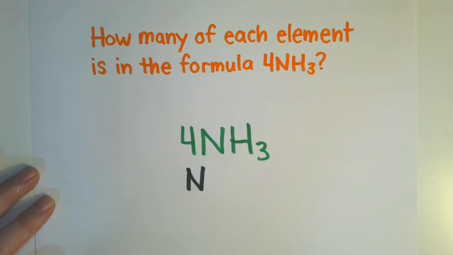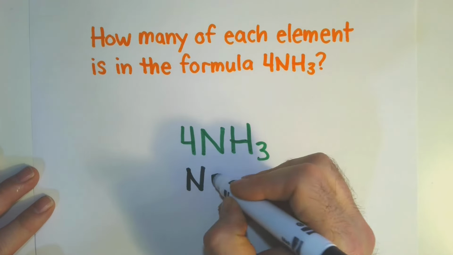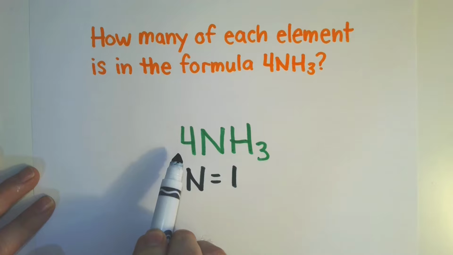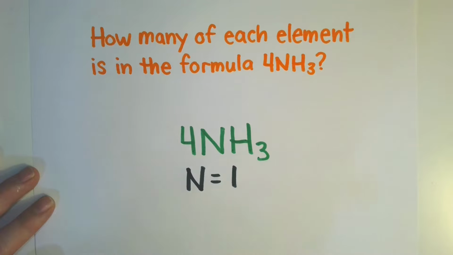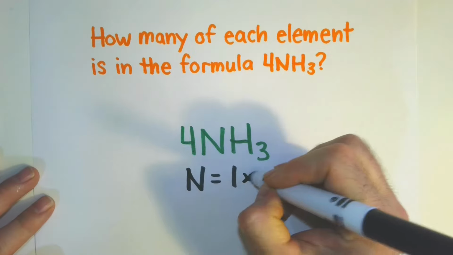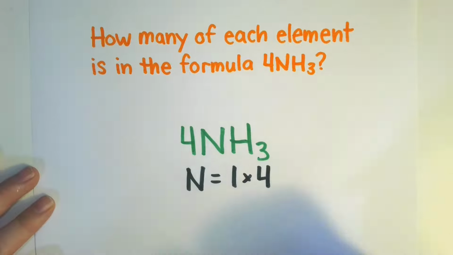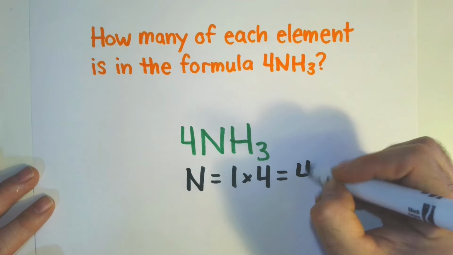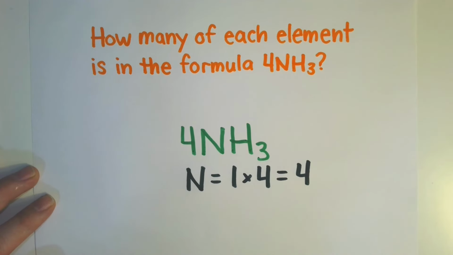So for nitrogen, we do not have a subscript. So that means there's 1 nitrogen per molecule. Now this big coefficient of 4 means we have 4 of the molecules, and so that means we're going to have to multiply that 1 nitrogen per molecule times 4 molecules, and that's going to give us 4. Now that big coefficient of 4 also applies to every other atom in that molecule.